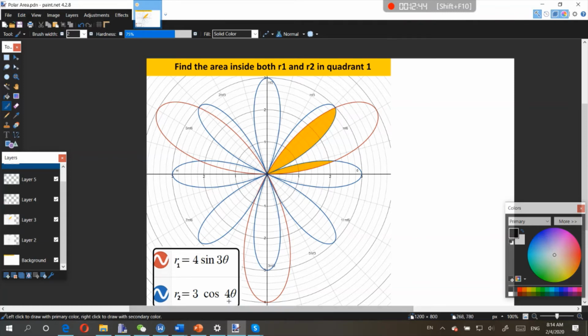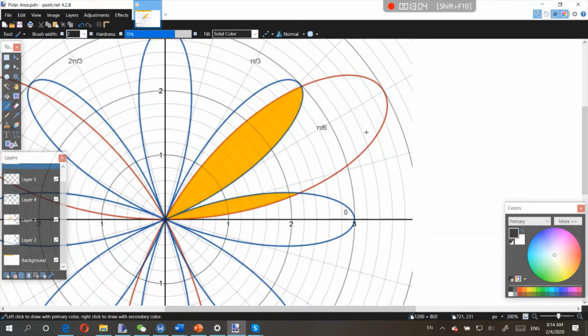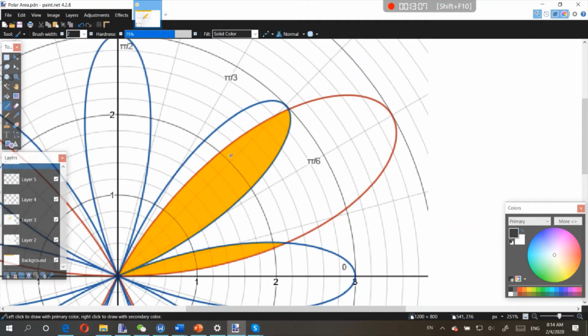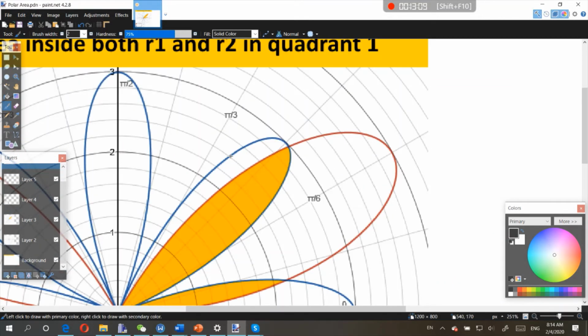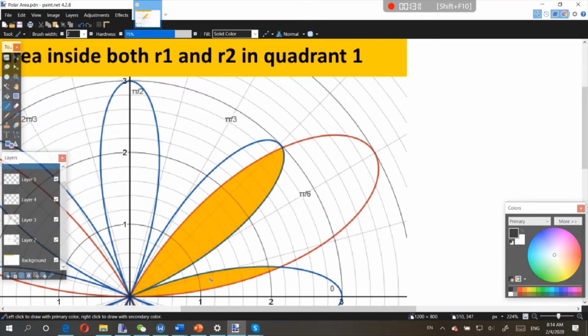Our even number for n is going to double that number of petals. So as you can see here in blue, I've got 1, 2, 3, 4, 5, 6, 7, 8 petals is my cosine of 4 theta times 3. And then here when n is 3, we only have 3 petals. Okay, so my goal here is to find the area that's inside R1 and R2 in quadrant 1. So I'm going to zoom in here. Here's quadrant 1. And I want to find this shape here in yellow.